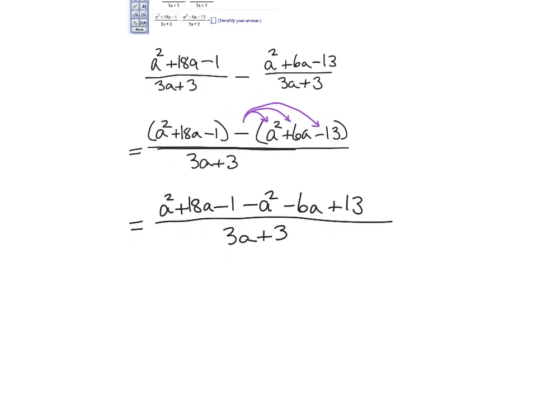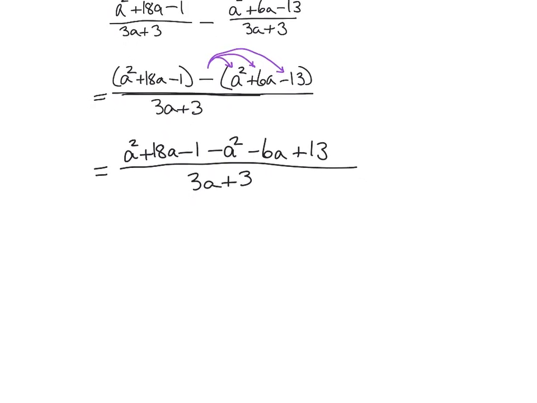As we're simplifying now, we want to notice that a squared minus a squared cancel each other out. And then we've got positive 18a minus 6a, so that ends up being 12a.